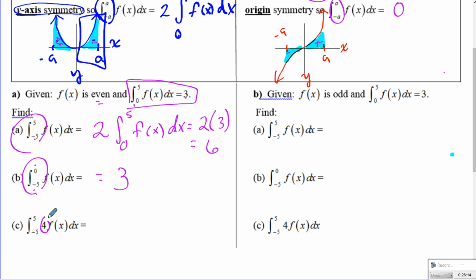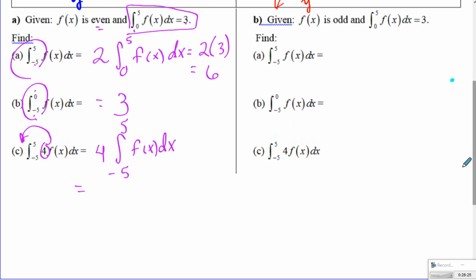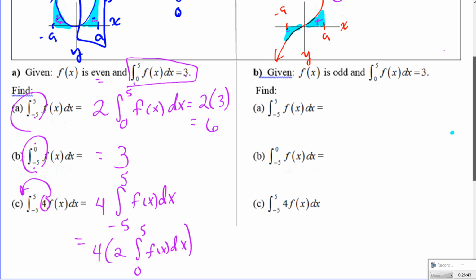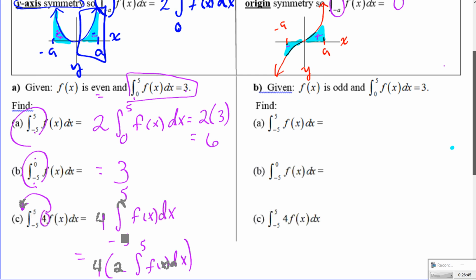And we know this property of a scalar, we can bring it out front. So 4 times the integral from negative 5 to 5 of f of x dx can be thought of as 4 times, since it's an even function, 2 times the integral from 0 to 5 of f of x dx. Cutting that boundary in half gives me 8 times a value of 3, so I would come in with 24 units. Use your picture or draw a picture, sometimes that might help.